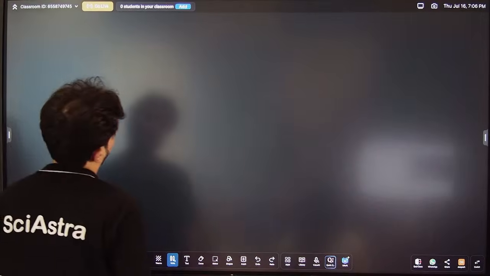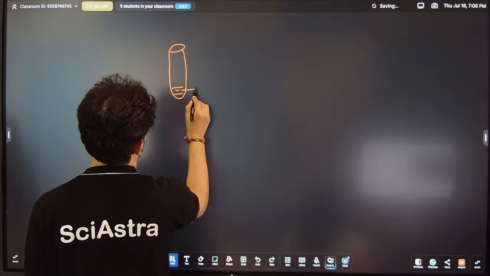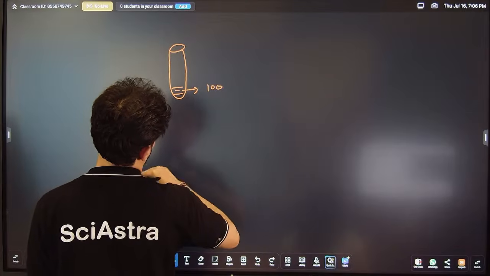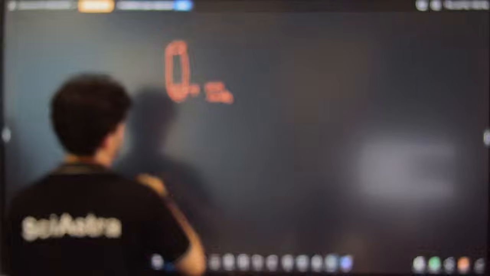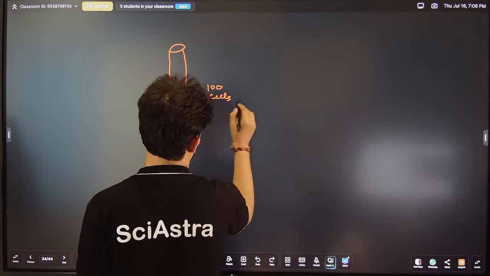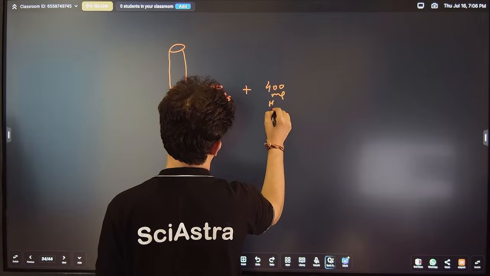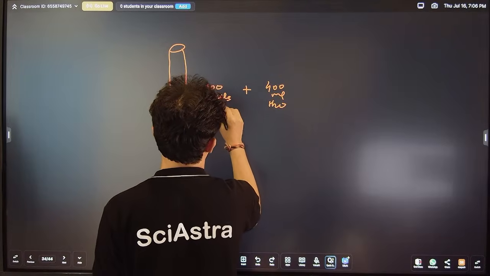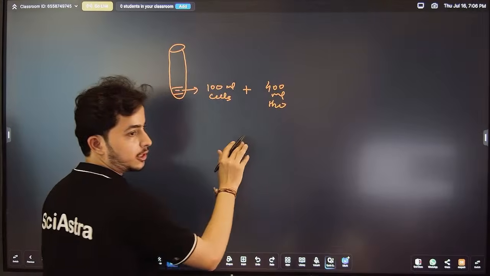So if I tell you one thing, let's say here you are having 100 cells, and you add in this solution 400 ml of water. So here you are having 100 ml of cells, and you added 400 ml of water.